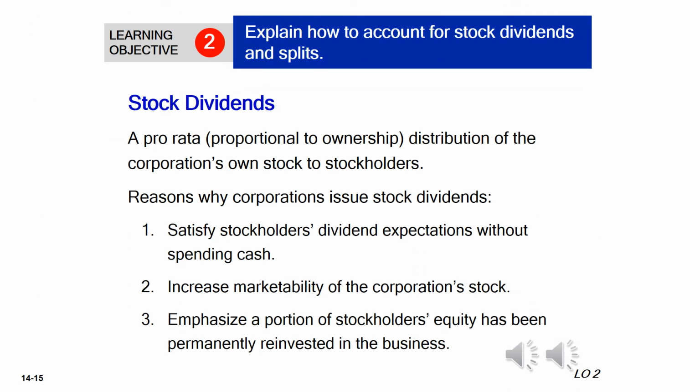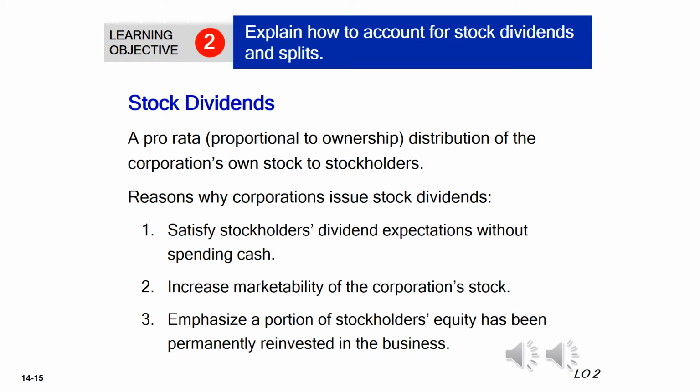Now for the second learning objective, we already covered cash dividends. Now we're going to look at how to account for stock dividends and splits. Stock dividends are basically a pro rata distribution of the corporation's own stock to the stockholders. So instead of the company giving out cash dividends, they're going to pay the dividend in the form of extra stock.